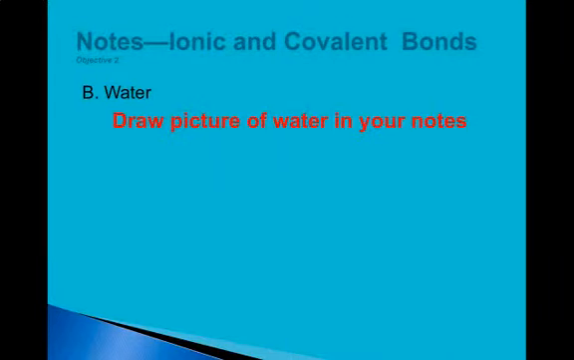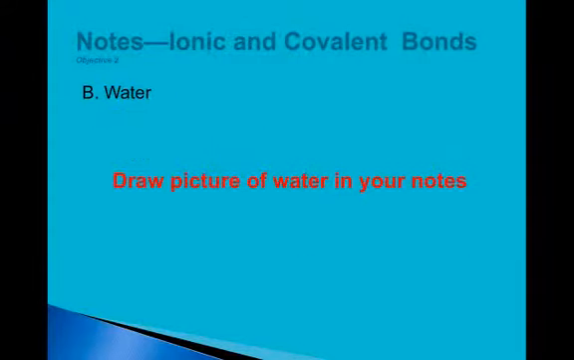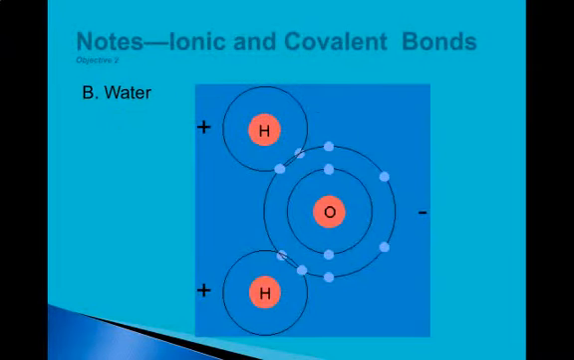Okay, on the next page, it's talking about water. Water is another compound that uses covalent bonds. Water is H2O. That means there are 2 hydrogens and 1 oxygen. And you're going to draw a picture. This is a very simple drawing of that compound. We have oxygen here in the center, and we have 2 hydrogens.